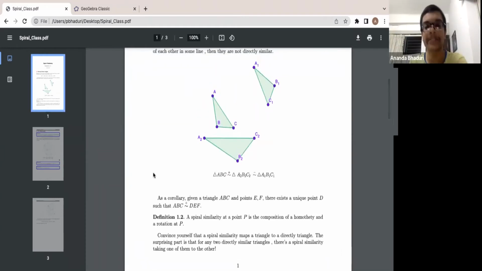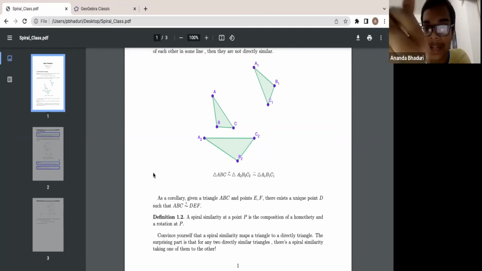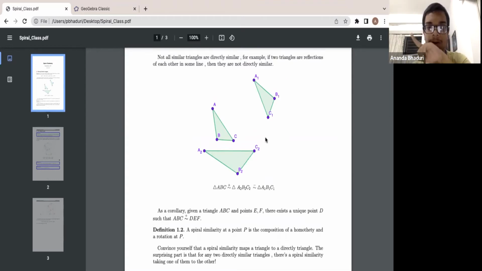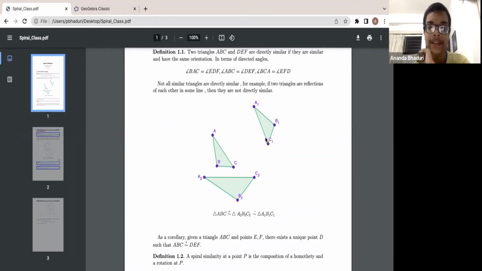And then there's this thing: if you take a spiral similarity sending ABC to something else, then that triangle must be directly similar. But also, if you have any two directly similar triangles, then there must exist a spiral similarity taking ABC to that triangle. So we must have some spiral similarity taking ABC to A2, B2, C2. We'll show that in the next section.